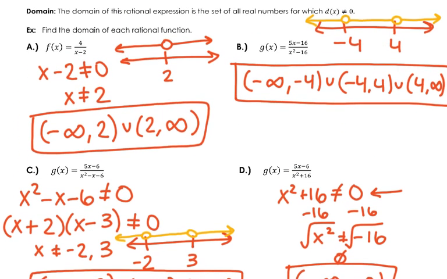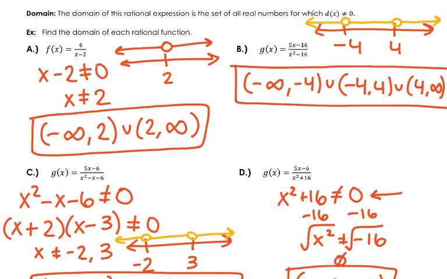You'll notice that for the first example up here, if you were to plug a 2 in for your x, you would get 2 minus 2, which is 0, so you get 4 over 0. So if you plugged in a 2, that would cause a problem. So you want to make sure you remove those problem areas from your domain.